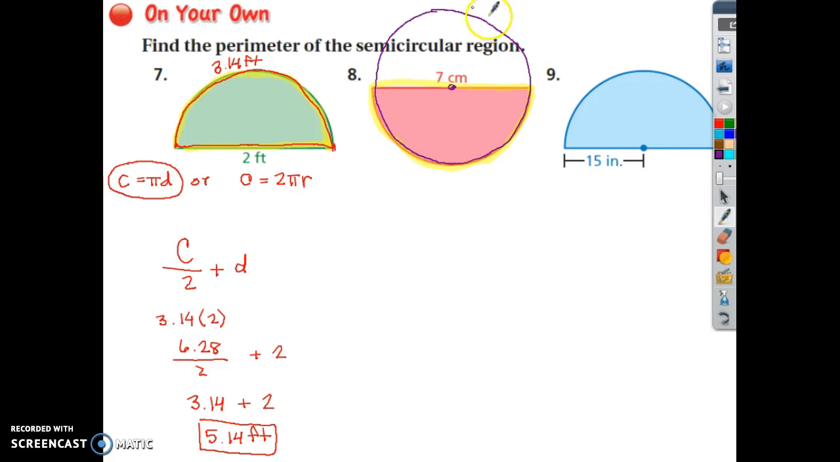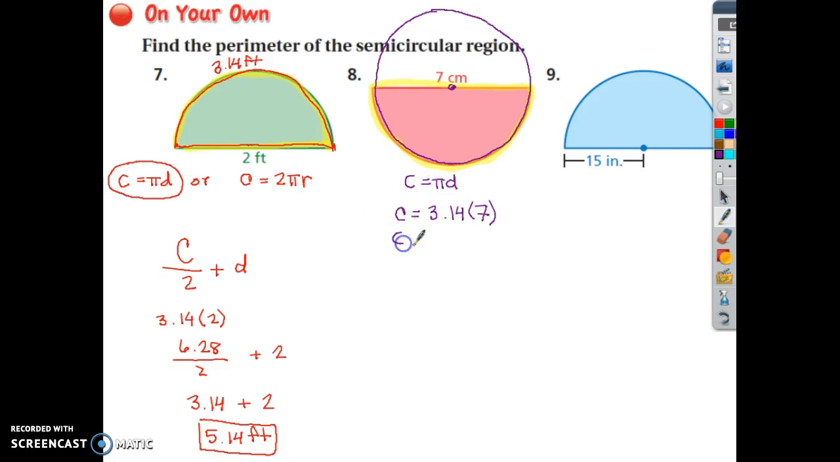So first thing I'm going to do is find the circumference of the whole circle. Again, circumference equals pi times diameter, or 2 pi r. Since they give me the diameter of the circle, I'll go ahead and use circumference equals pi times diameter. So my circumference is equal to 3.14 times 7. Or if you'd like, this is a case where we can use 22 over 7 for pi, because the 7s will reduce. But just to be consistent, I'll go ahead and use the 3.14. You can always use the 3.14 for pi.